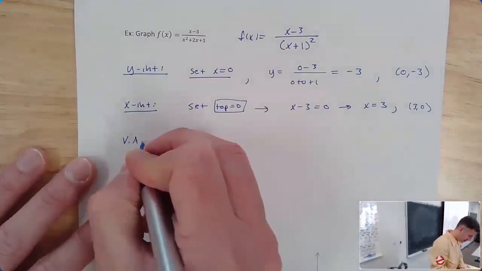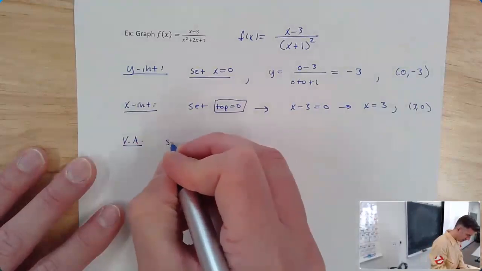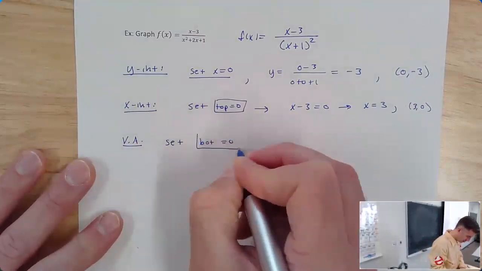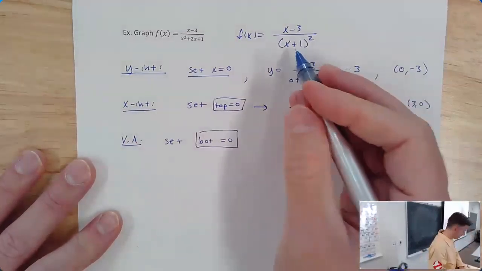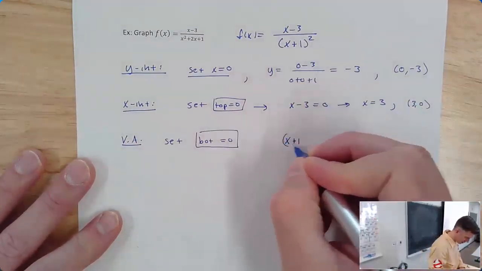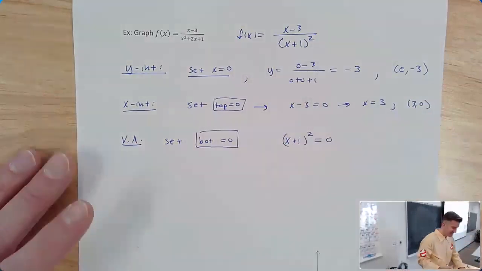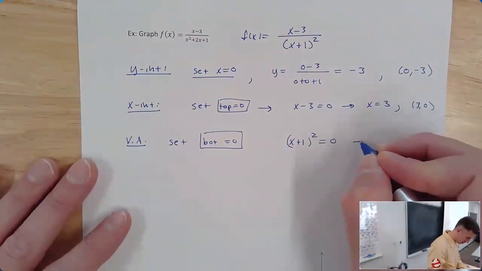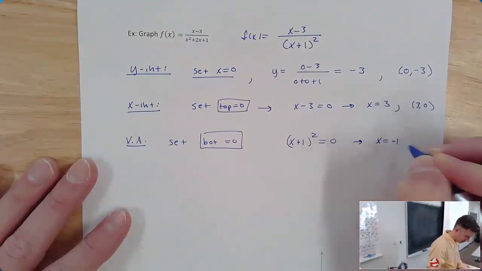Vertical asymptotes. We're going to set the bottom equal to 0. And I do think it's worth studying the factor formula. So I'm just going to set x plus 1 squared equal to 0. I don't feel like I really need to do any work after that. The only solution there is going to be x equal to -1. You could take the square root of both sides and then subtract 1 from both sides, but I don't think you need to show that. You can say, okay, we know x equals -1.